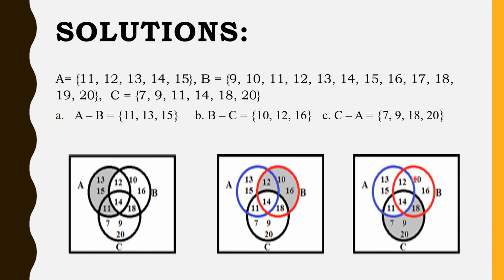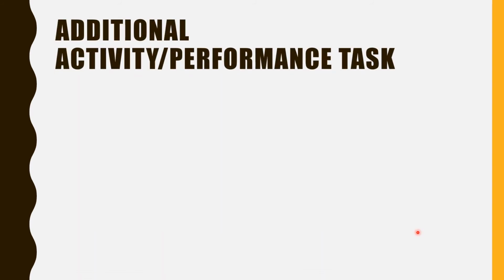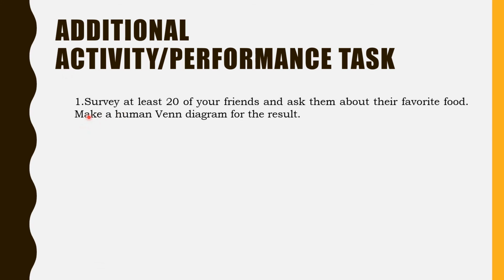And here is the C. Okay? Right? Gets it? We have additional activity or the performance task for this first quarter. Okay, performance task number 1. Number 1, survey at least 20 of your friends and ask them about their favorite food. Okay, make a human Venn diagram for the result. Now, paano gagawin yon?